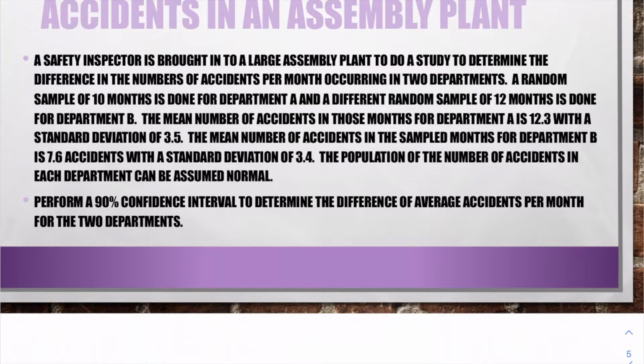done for Department B. The mean number of accidents in those months for Department A is 12.3 with a standard deviation of 3.5. The mean number of accidents in the sampled months for Department B is 7.6 accidents with a standard deviation of 3.4. And the population of the number of accidents in each department can be assumed normal. So we're going to perform a 90% confidence interval to determine the difference of average accidents per month for the two departments.